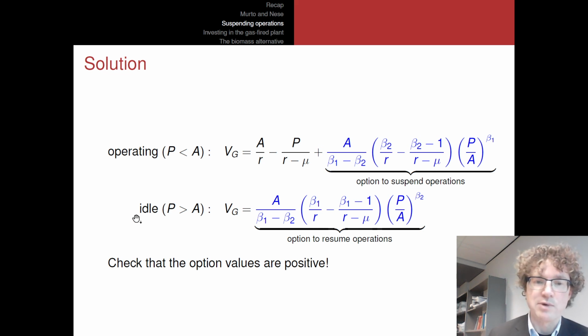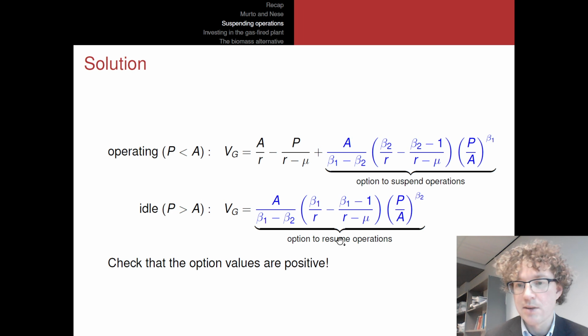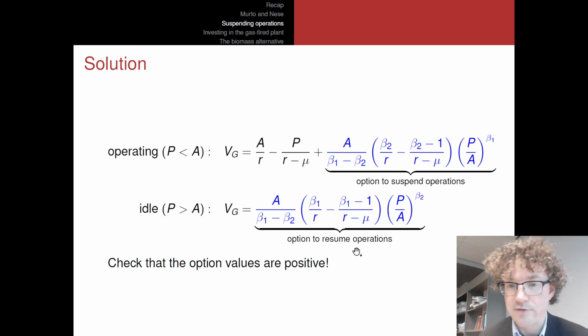And likewise, when we're in the idle regime, so when P is bigger than A, what's the value? It's only option value, right? It's not producing right now, so no cash flows, but there is still some value, this value in particular, from the option, measuring the option to resume operations. And of course, both these options will be positive, right? It's nice to have those. It's a positive value. So you want to check perhaps that these blue expressions are actually positive.